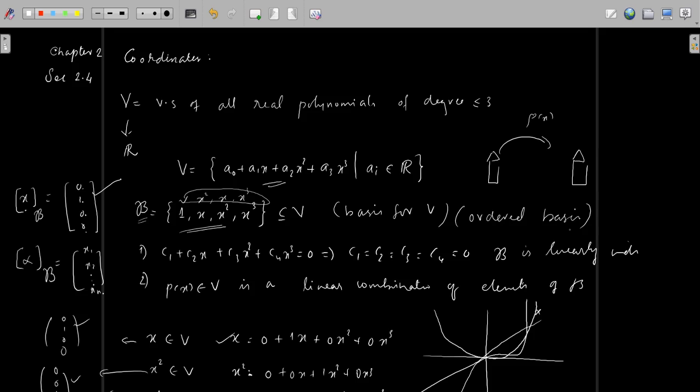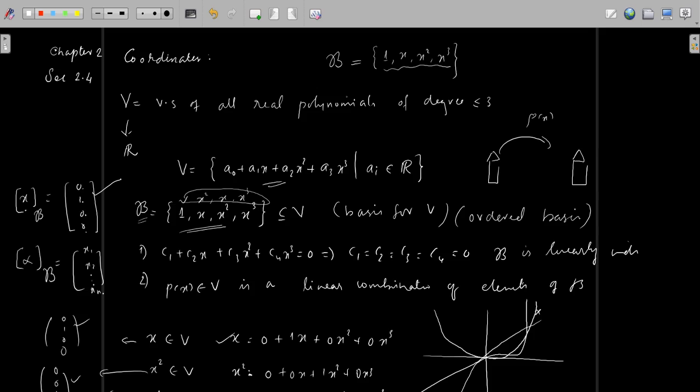Ordered basis is a basis in which the ordering of the elements is important. Even though the ordering is a concern, we represent it as elements in a set: 1, x, x square, x cube. If this order is a concern, this is what we call an ordered basis. Whenever we consider the ordering, the corresponding basis is called an ordered basis.